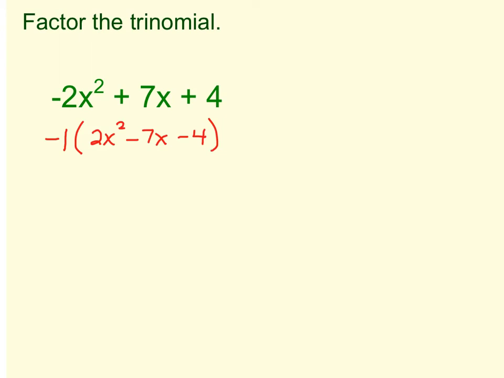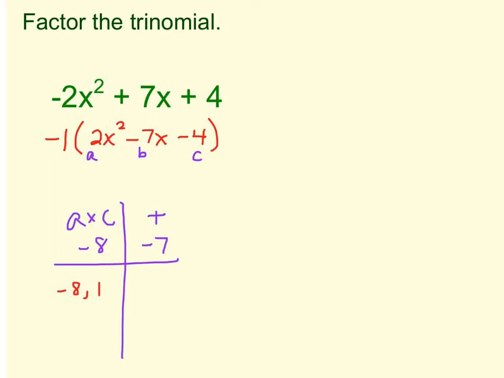So we want to identify the a, b, and c. You even could just do this. Here's your a, here's your b, here's your c. We're going to take a times c. So if you take your a times your c, it's 2 times negative 4, which is negative 8. We're looking for factors of negative 8 that will add up to our b value of negative 7. So think through your factors of negative 8. We might be getting to a negative 8 and a positive 1 right away.